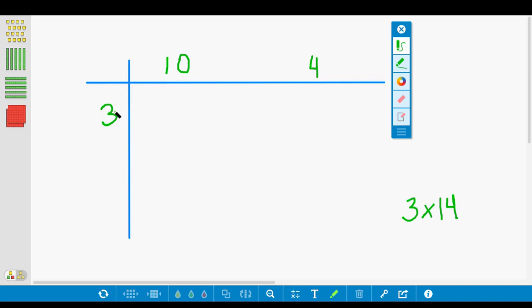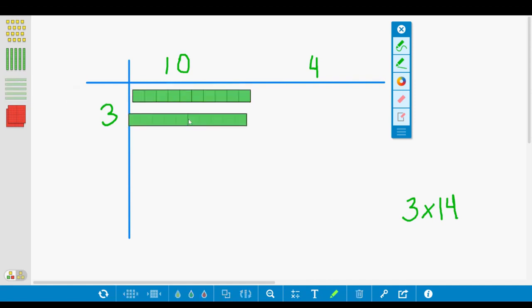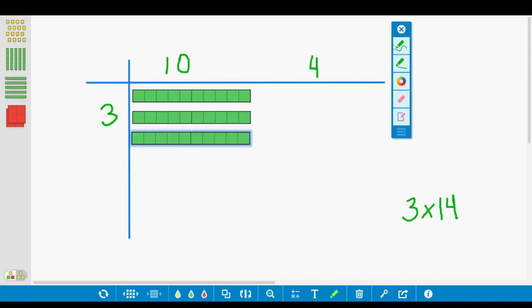All right, so now we're being asked to find 3 groups of 10 and 3 groups of 4, and then we'll be finding the total of those. So I want to start by modeling, and I'm going to bring over 3 groups of 10. 1 group of 10, 2 groups of 10, 3 groups of 10.